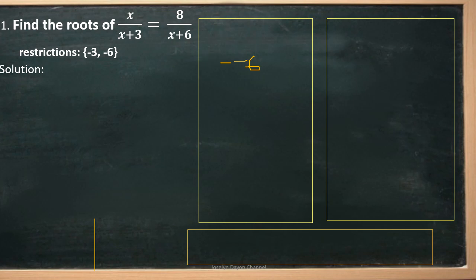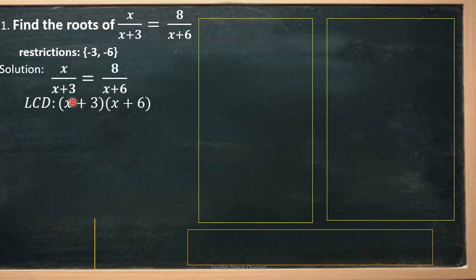Now let's start with step 2, finding the least common denominator. If you have observed, our denominators are x plus 3 and x plus 6. So the least common denominator is just the product of the quantity x plus 3 and the quantity x plus 6.